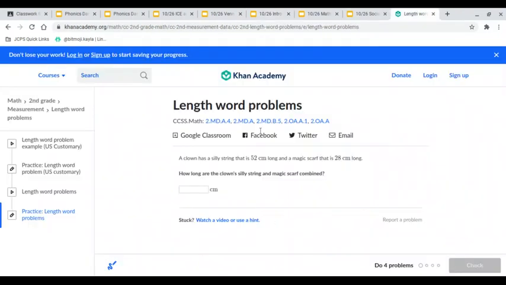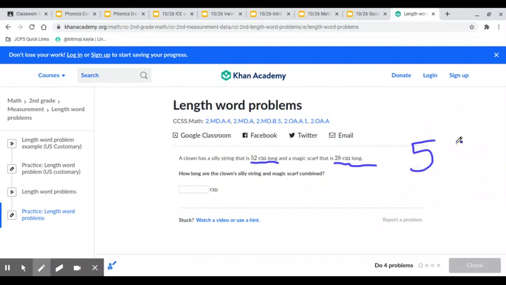Let's do another example. So this says, a clown has a silly string that is 52 centimeters long and a magic scarf that is 28 centimeters long. How long are the clown's silly string and magic scarf combined? So, important information. The silly string is 52 centimeters long. The magic scarf is 28. So I know these are my two important numbers in my word problem. So I'm going to do 52 plus 28.